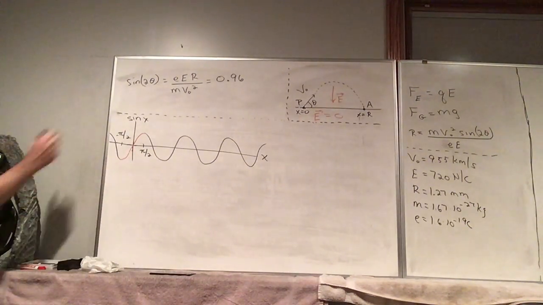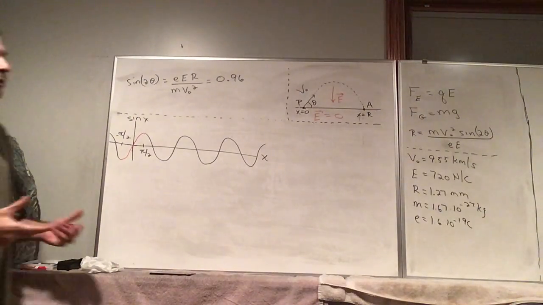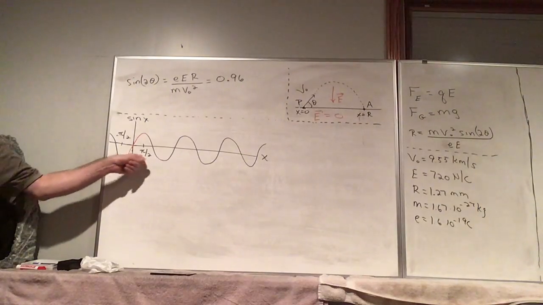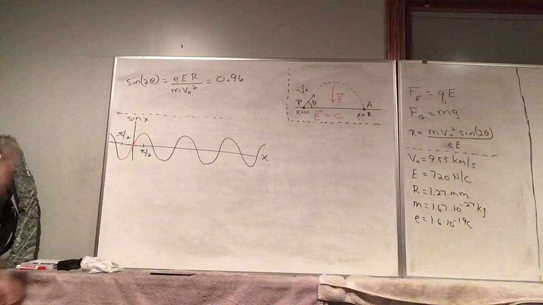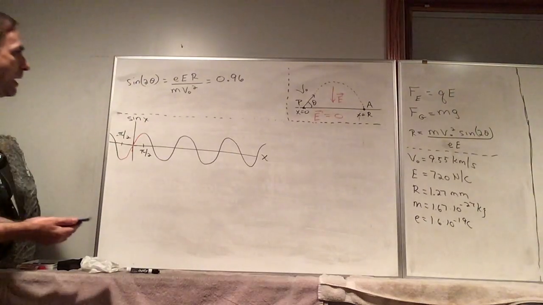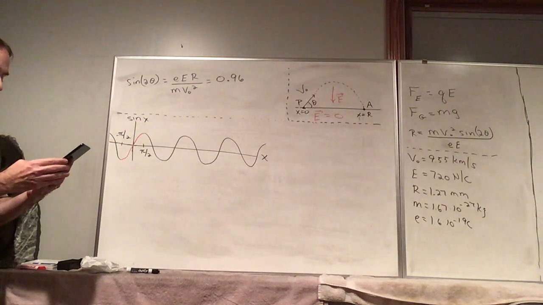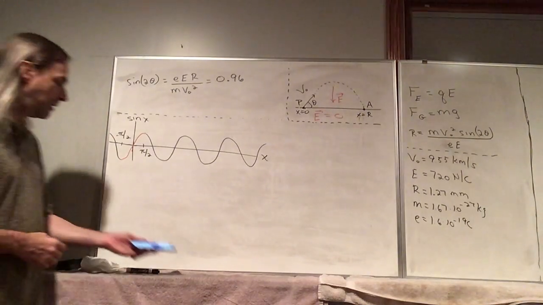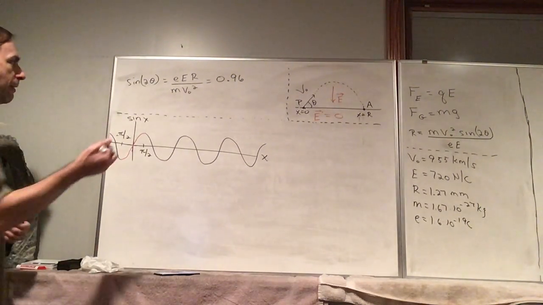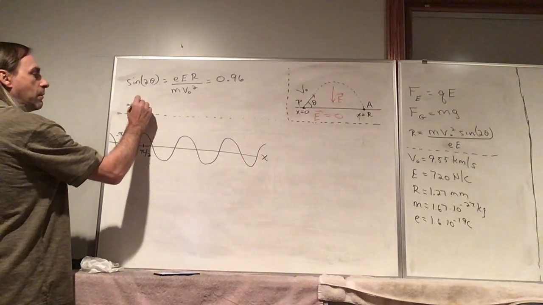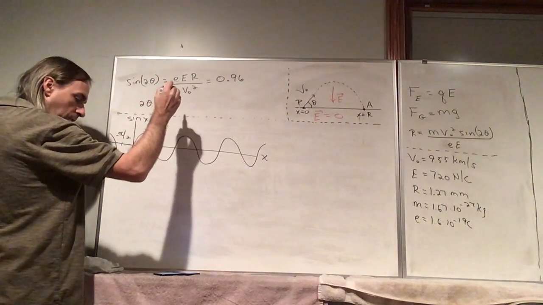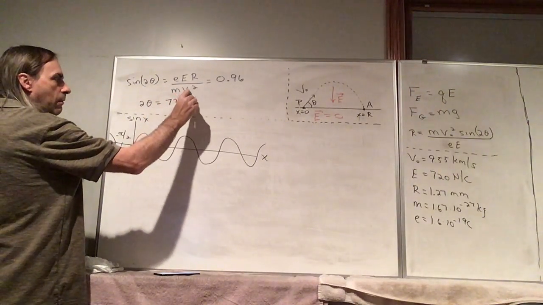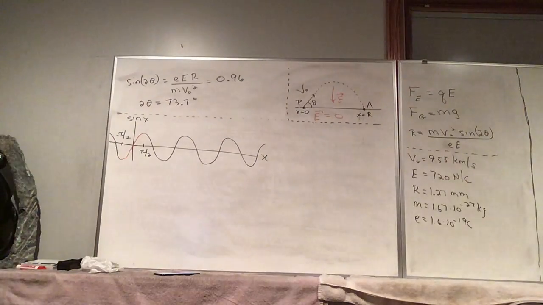We restrict the domain of sine of x. And so when you get your answer, you're going to get an answer between minus pi over 2 and pi over 2. Let's actually do that. Let's take the inverse sine of 0.96. And I'm in degrees. So it's telling me that 2 theta is equal to 73.7 degrees.